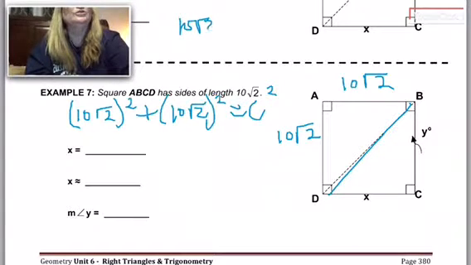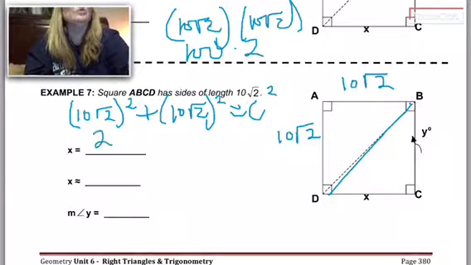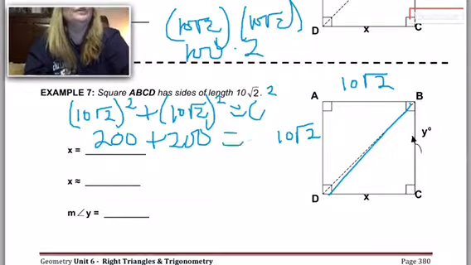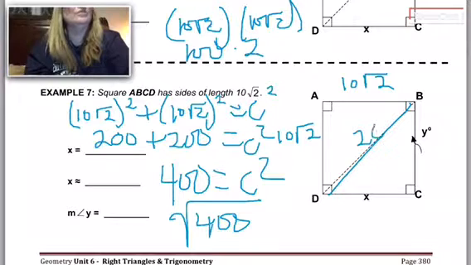10 times the square root of 2 times 10 times the square root of 2. 10 times 10 is 100. The square root of 2 times the square root of 2 is 2. 100 times 2 is 200. So this is 200 plus 200 is equal to c squared. 400 is equal to c squared. C is equal to the square root of 400, which is 20.